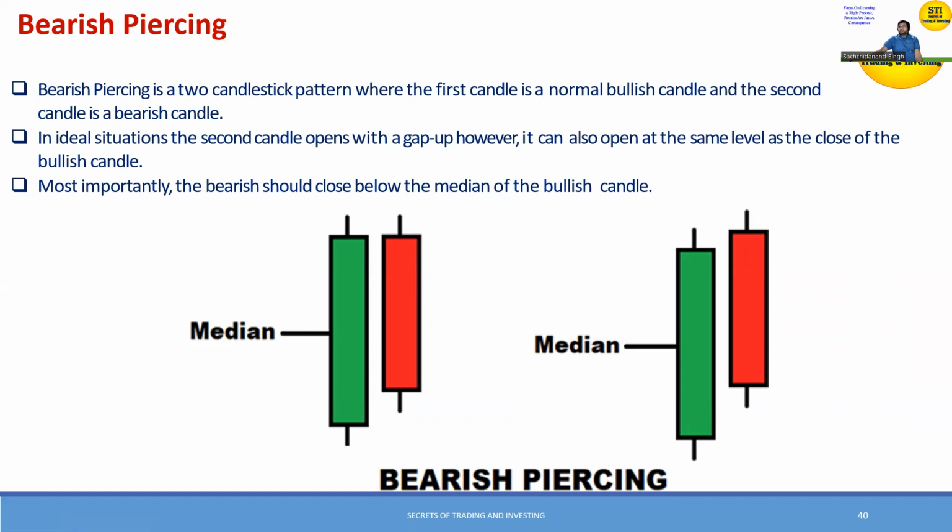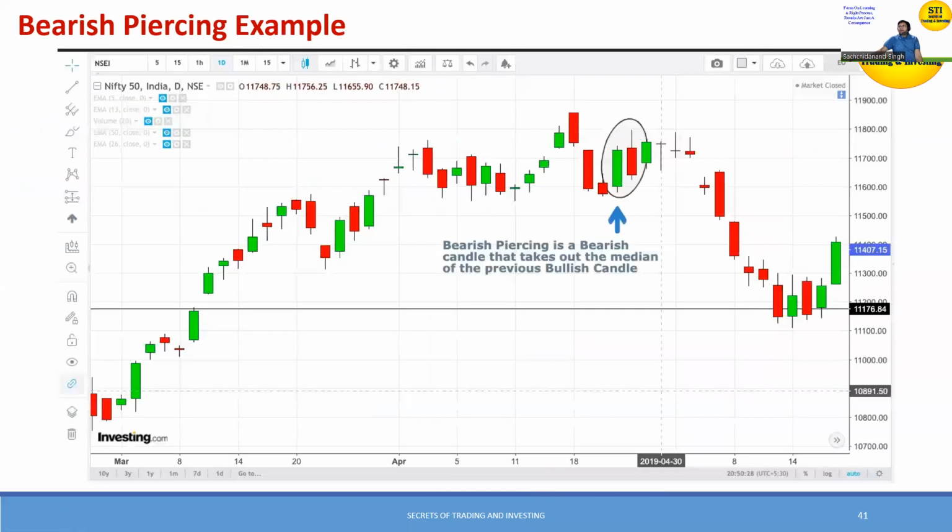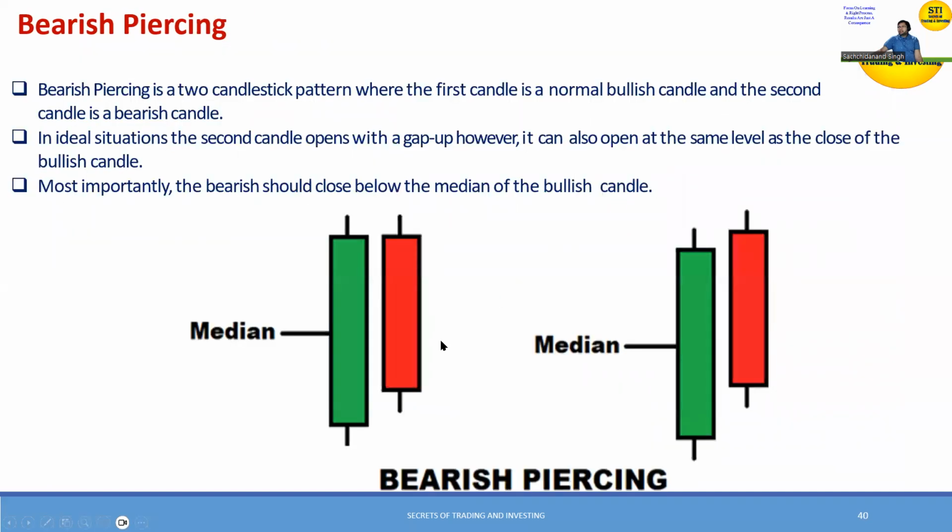Okay. And for the example of bearish piercing, is it closing above the median or below the median? It should close above the median. Sorry, it should close below the median, not above the median.